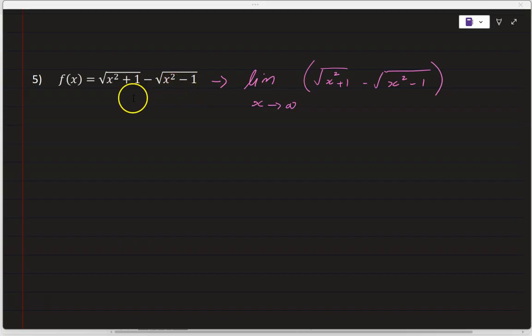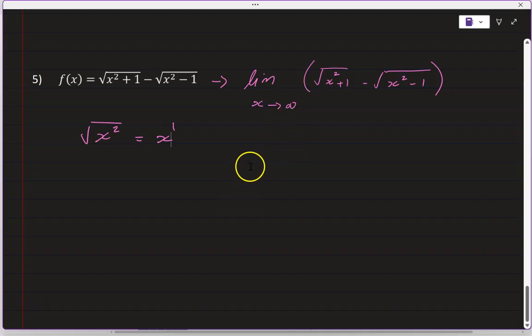So the first thing that you've got to do is find out the effective degree of this, what you can call a function. Well, the effective degree is the square root of x squared, which is x, which is 1. That's the effective degree. But that's not a rational function, that's a square root function. So there are two ways you can go about finding the limit.